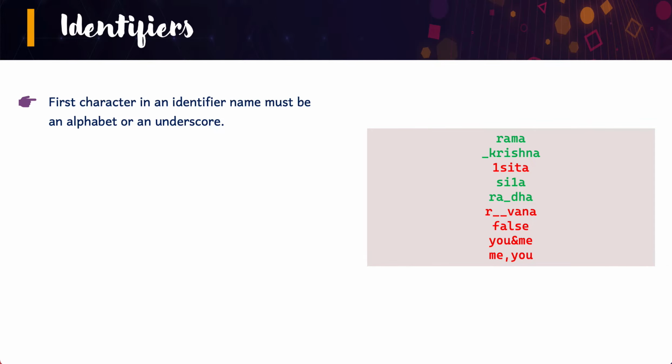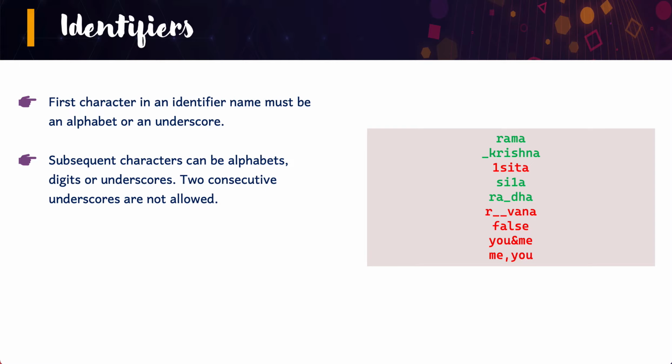Let's look at identifiers. Identifiers are names of the variables, and the names of the variables cannot be named just like anything. The names have some rules. Each programming language enforces certain rules on how the variable should be named. The first rule is that the first character in an identifier name must be either an alphabet or an underscore. Let's go through the other rules. After the first character, subsequent characters can be alphabets, digits, or underscores.